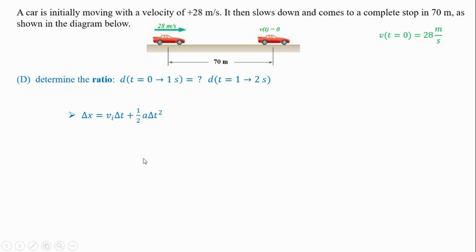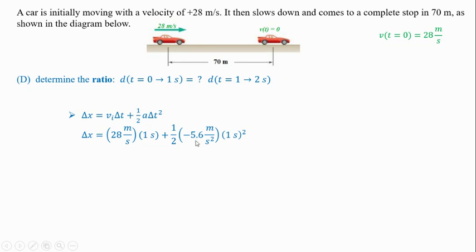And then you need to be able to figure out what VI is. For this one, the statement on the left starts at 0 seconds and goes to 1 second. So my VI is going to be 28 because the car is already moving at a time equal to 0. It didn't start at rest. Actually, for this one, it starts moving already. My time interval is 1 second because from 0 to 1 second is 1 second.